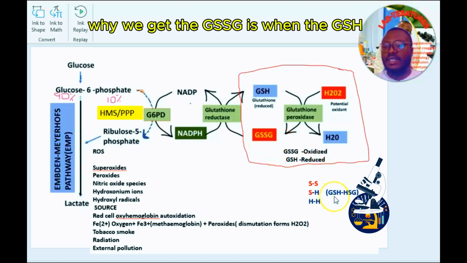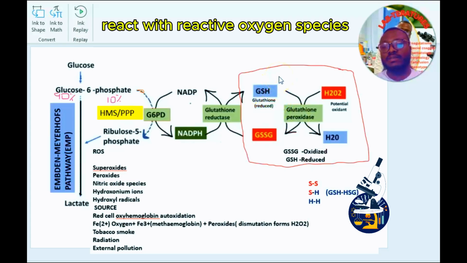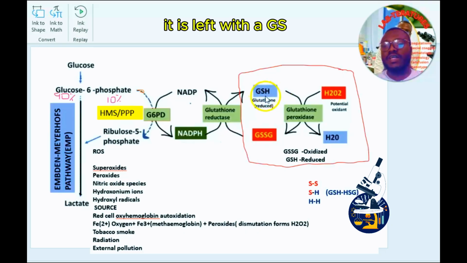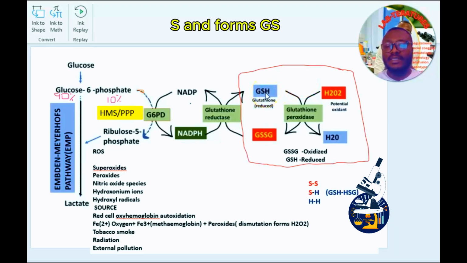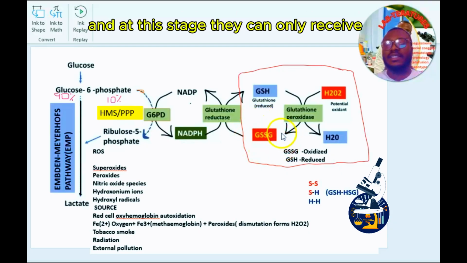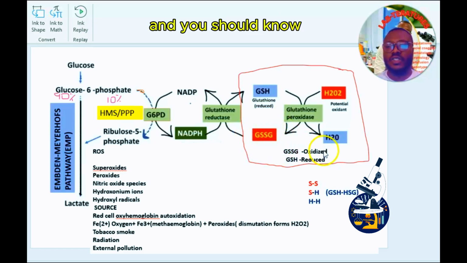It is when the GSH, the reduced state, reacts with reactive oxygen species and loses this proton, which is the H plus, it is left with a GS, and then another GS reacts with the GS and forms GSSG, meaning they are in a state that they can't donate protons, and at this stage they can only receive, and we call it oxidized. This is very meaningful and you should know.